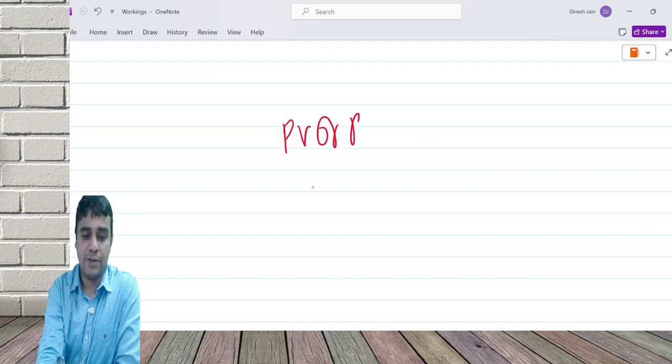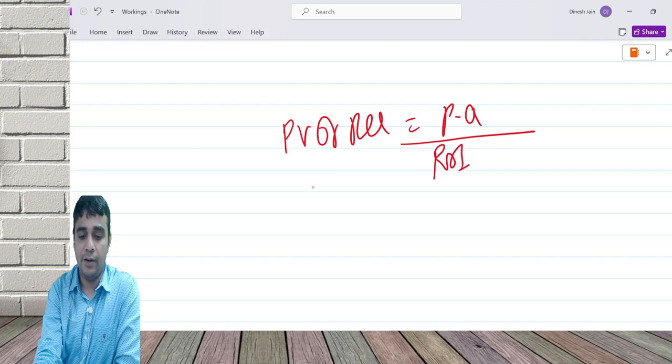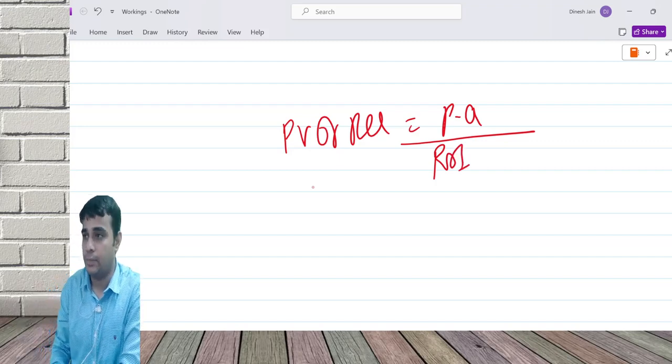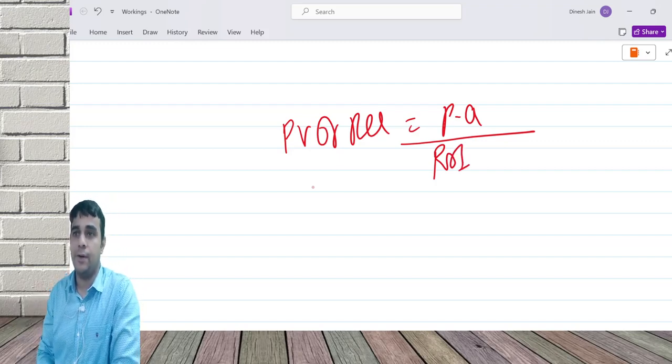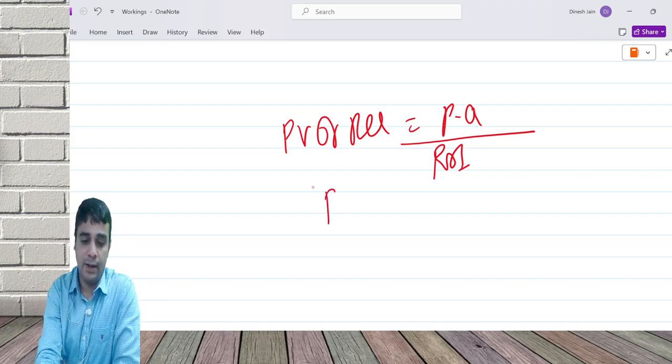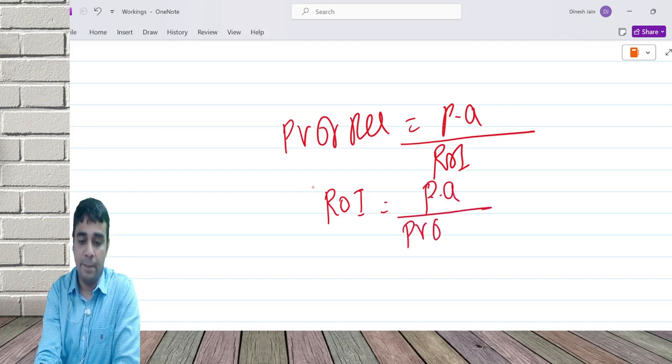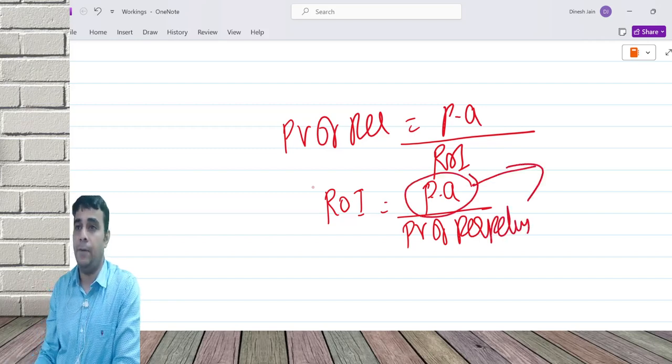Present value of perpetuity was perpetuity amount divided by rate of interest minus growth, but growth will not come here. There's no concept of a growth rate in case of a debenture. You will pay the same amount every year. I take it to the other side: rate of interest is equal to perpetuity amount divided by present value of perpetuity.